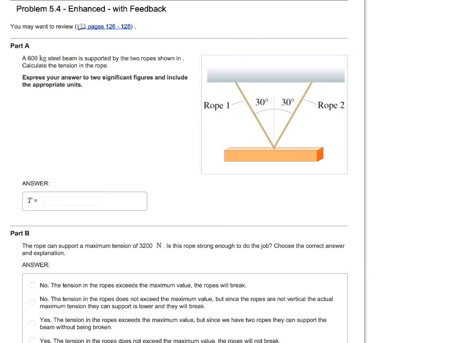Alright, for this one we have a 600 kilogram steel beam supported by 2 ropes, shown in the diagram here. We want to calculate the tension in the rope. So the first thing I'm going to do is think about my forces. I have one force from the first rope and one force from the second, so I'm going to call them F1 and F2 to match up with the names of the ropes given.